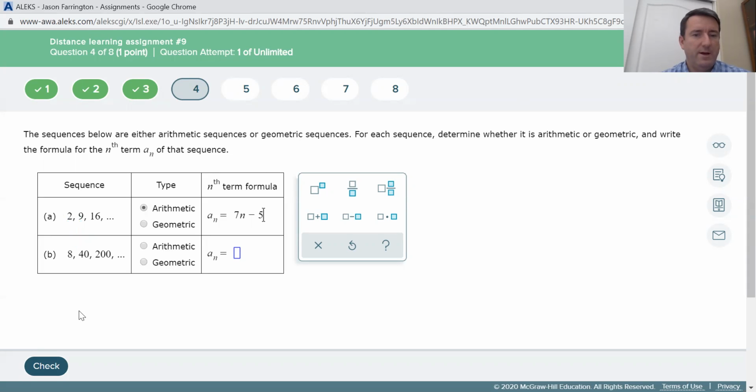All right. This next one, 40 divided by 8 is 5, and 200 divided by 40 is also 5. So this is geometric. We're multiplying by 5 to get to the next term. And so that's going to be the first term, which is 8, times the common ratio, which is 5, to the n minus 1 power.